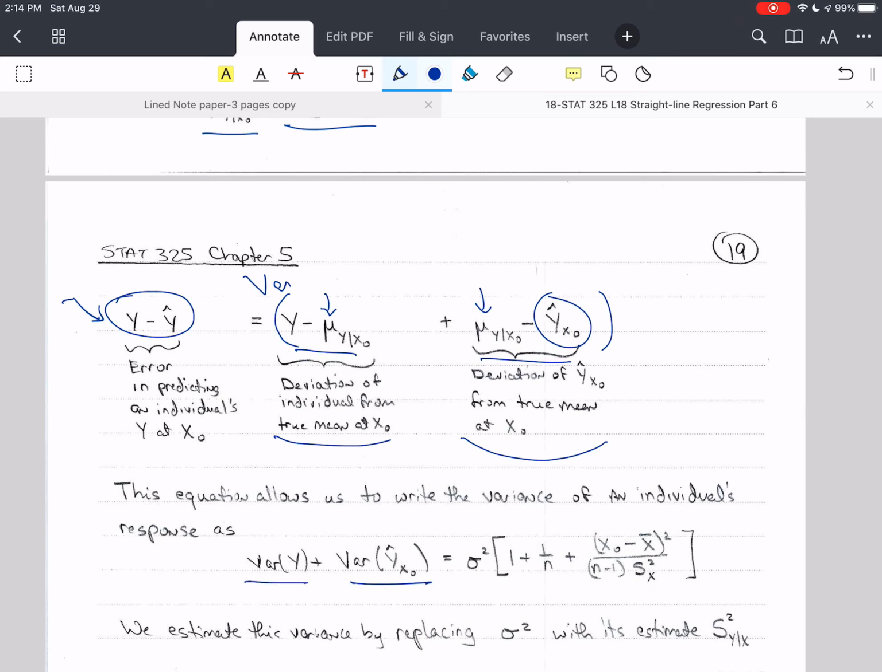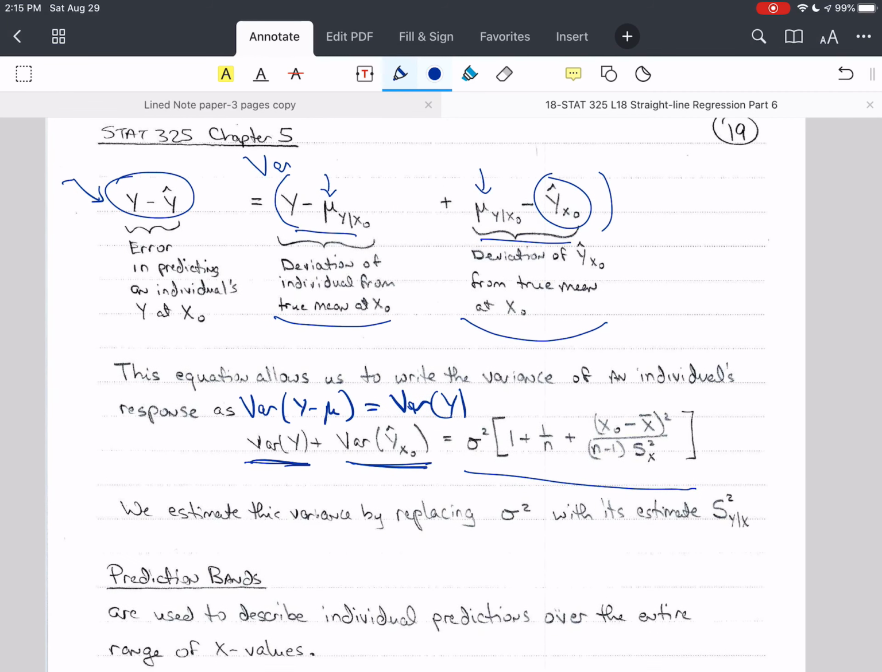Well, what happened to the mu's? If you remember from last semester, those of you who've taken 333, if I take the variance of something minus a constant, the constant gets canceled out, and we're left with the variance of y, because the variance of a constant is 0. There is no variation around a constant. And so that's what happened here, and the same thing happens here, and we end up with this variance with sigma squared. Of course, we replace sigma squared with its estimate, s sub y given x squared, and that gives us the estimated variance that we saw up above.